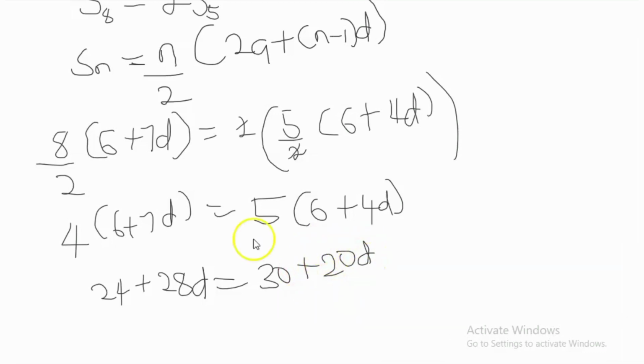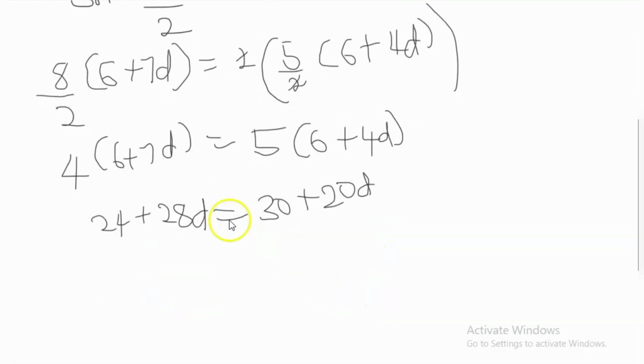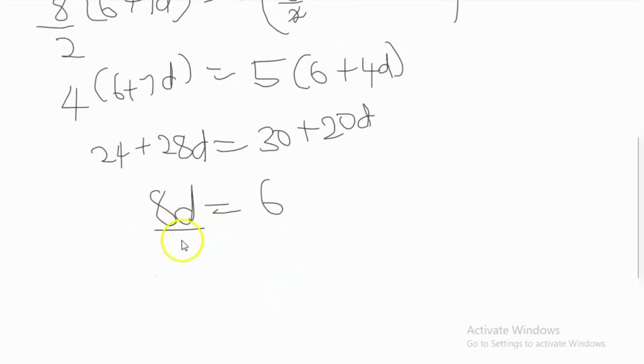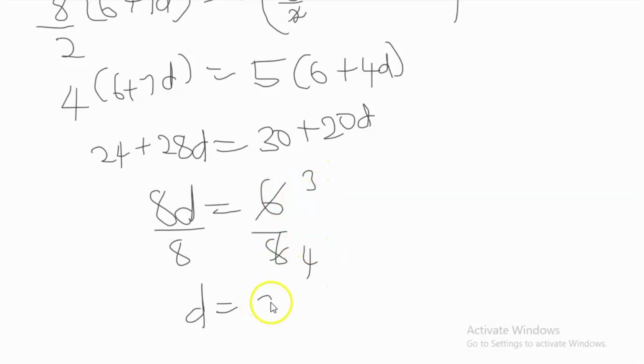So we can bring all the d's to this side and take all the numbers to the other side. So if we bring plus 20d over to this side, it turns to negative. So that would be 28d minus 20d, and that would give us 8d. Then if we take 24 to the other side, 30 minus 24 would give us 6. Therefore, our d would be 6 over 8, but more simplified, 2 can go into 6 3 times, and 2 can go into 8 4 times. So our d is going to be 3 over 4, and this is our answer to this question.